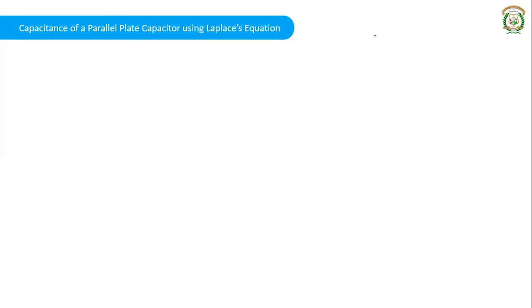If the area of the plates is A and the distance between them is D, what is the capacitance? Yeah, epsilon A by D. C is equal to epsilon A by D, right? Where epsilon is the permittivity of the medium in between the two plates. So the same thing we are going to derive here using Laplace's equation.